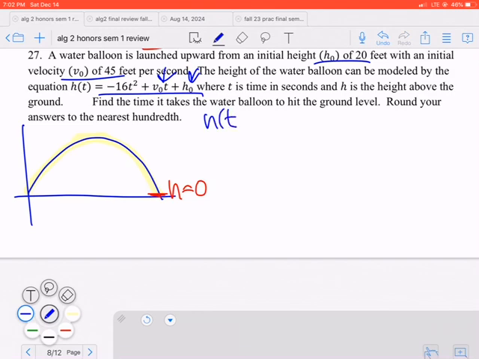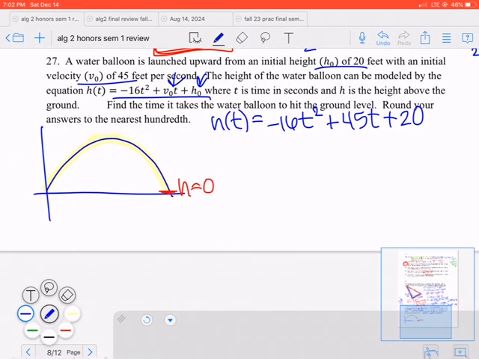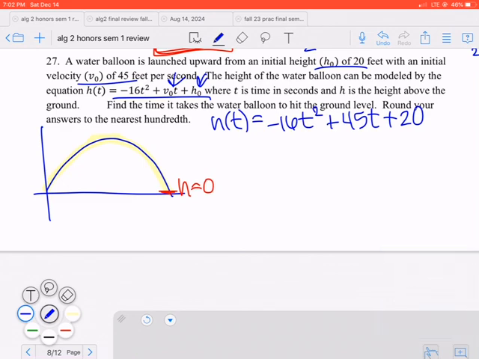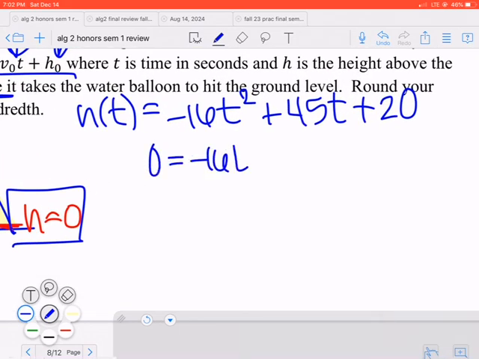So h of t is equal to negative 16t squared plus the v naught is 45, so 45t, plus h naught, I think it's pronounced h naught, is 20. So as I said, we are finding time, solving for t, when the height is 0. So 0 equals negative 16t squared plus 45t plus 20.